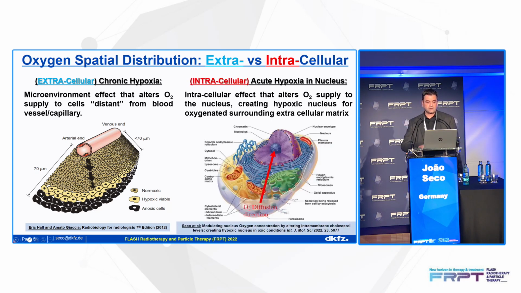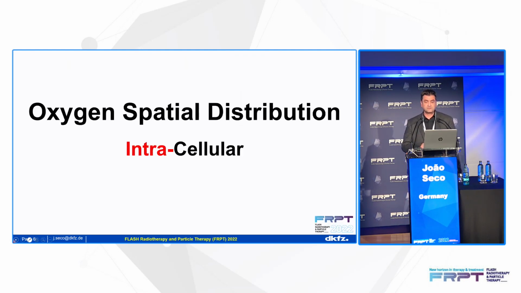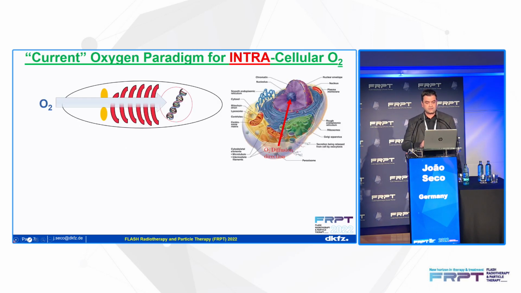What I'm going to mention now is the intracellular diffusion. So how is the oxygen diffusing in the cell, and can it be affected by properties from the membrane? And this is the key to something we published a few months back. So oxygen spatial distribution at the intracellular level, this is what I'm going to focus on this first part. So the current paradigm when we look at oxygen studies is that we assume that the oxygen is diffusing from the outside all the way through all these organelles, and eventually a certain amount of it reaches the nucleus. And there we have then eventually the DNA damage in the case of radiation.